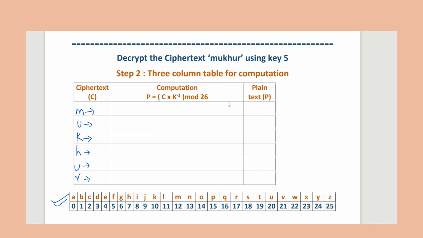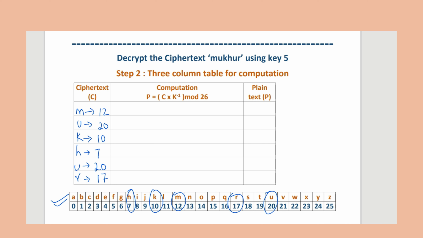Then using the mapping table given below, you have to map each of these ciphertext letters to its corresponding numbers, because the algorithm is processing numbers. So we have to convert the letters into numbers. For this we use this mapping table of A to Z, which is mapped from number 0 to 25. So it is seen that M is mapped to number 12, U is mapped to 20, K is mapped to 10, H is mapped to number 7, U is mapped to 20, and R is mapped to 17.